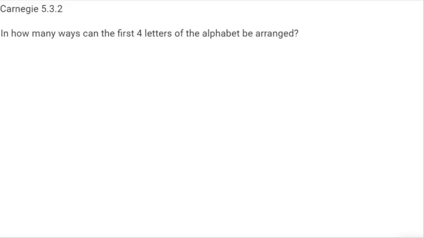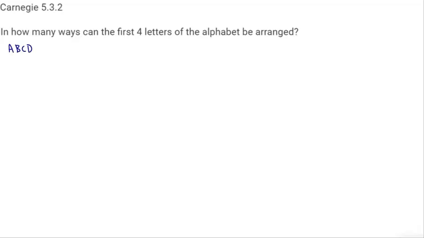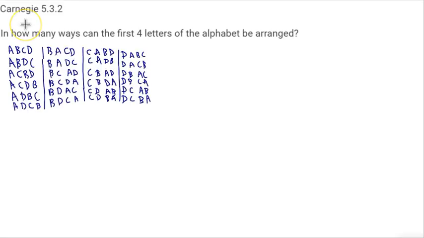So an example of a permutation would be figuring out the number of ways that a set of letters can be rearranged. So if I was asked to arrange the first four letters of the alphabet, I would start with A, B, C, D, and then basically just go through the rearrangements until I couldn't come up with any more. So looking at what we have here, there are 24 total arrangements of the first four letters of the alphabet.